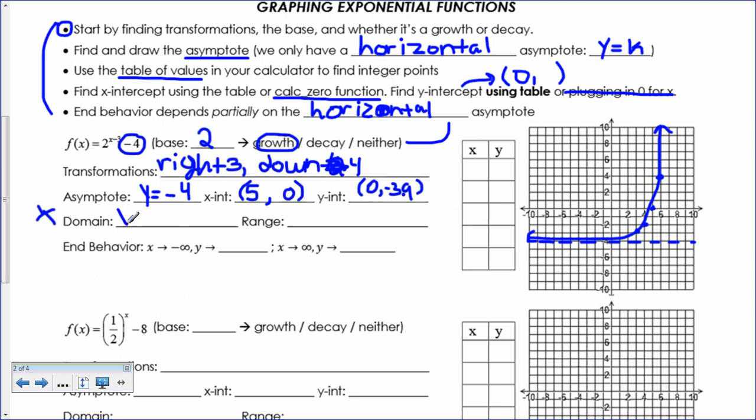So our domain for an exponential is actually always all real numbers, right? Because it's going in both directions forever. That will always be true for an exponential graph. So this is what your domain is going to be for the exponential graphs.